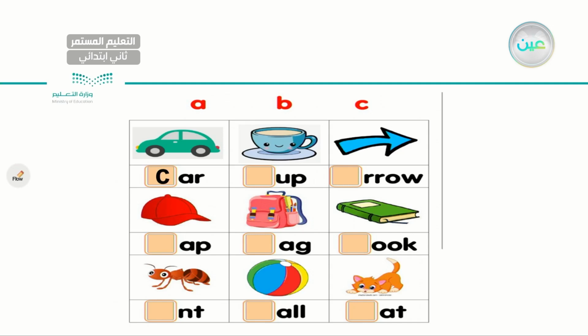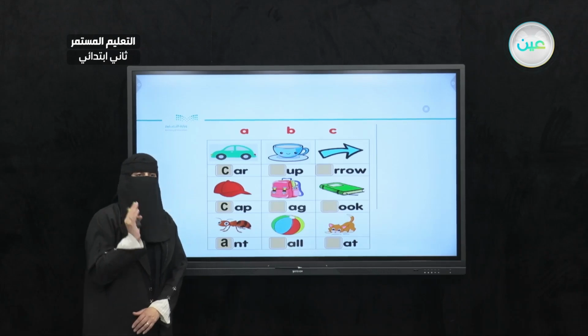The word is car. How about the next one? What do you think? I have a cab. Again, a consonant, cab. Next, what do you think? You know this one. I have the word ant. So we fill it here with a vowel, A, ant.